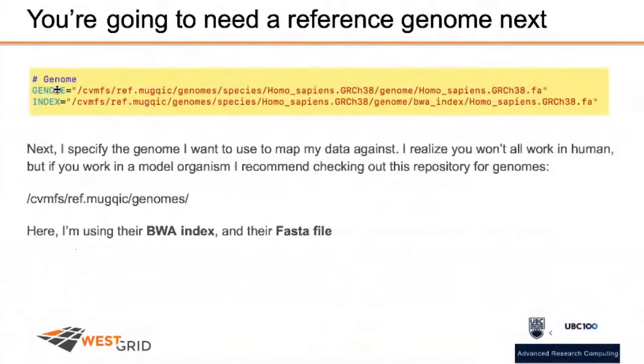Next, we're going to need a reference genome. The reference genomes are the things that we are mapping our short FASTQ files against. I realize that not everyone will work in human. However, if you work in a model organism, there is a repository which has many different genomes curated by a team at McGill. Here, I'm going to be using the FASTA file of the reference genome and the BWA index of that reference genome.